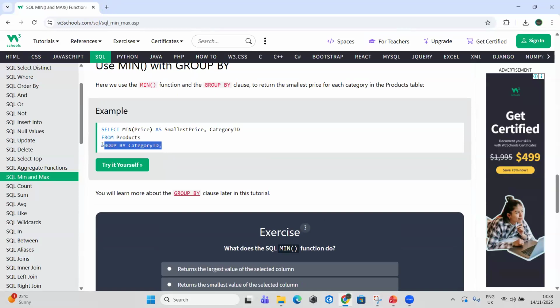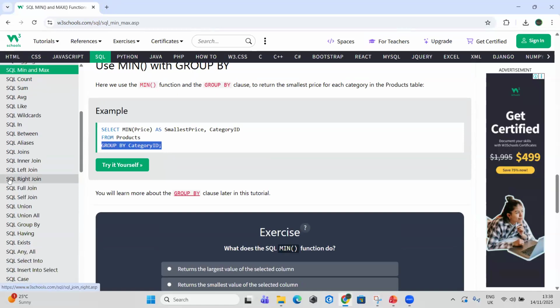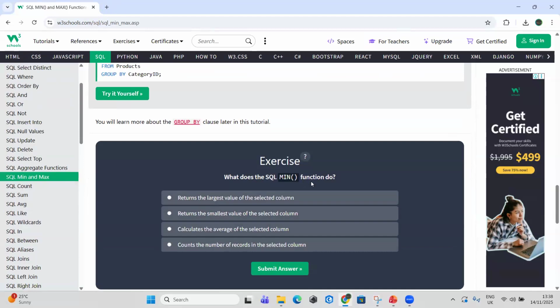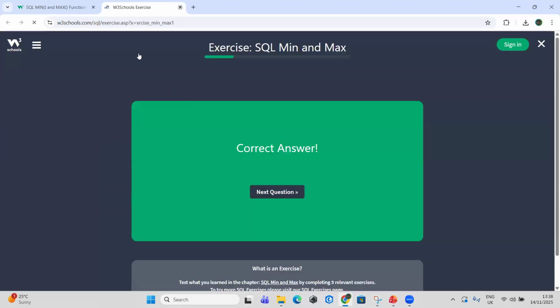Maybe just leave this for a while. We'll have it here again. So what happens now? What does the SQL MIN function do? It returns the smallest value of the selected column.